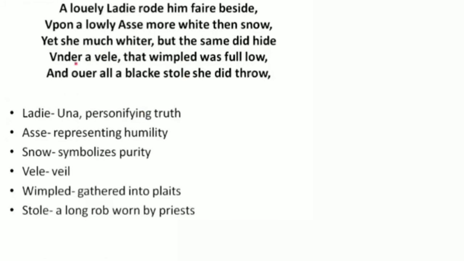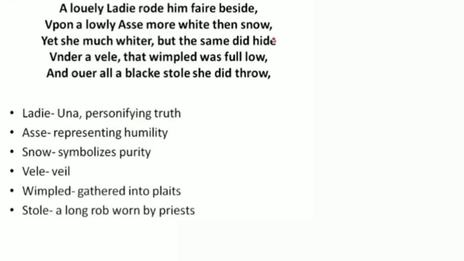A lowly lady rode him fair beside. So beside him there was a fair lady upon a lowly ass more white than snow. So she was riding. There was a lovely lady. This lady is Una, Lady Una. She personifies truth, and she was riding on an ass. Ass is a donkey. She was riding on an ass, and since she was riding on a donkey, it represents her humility.